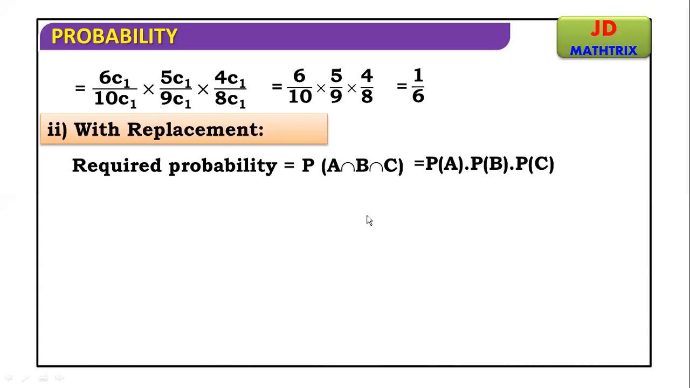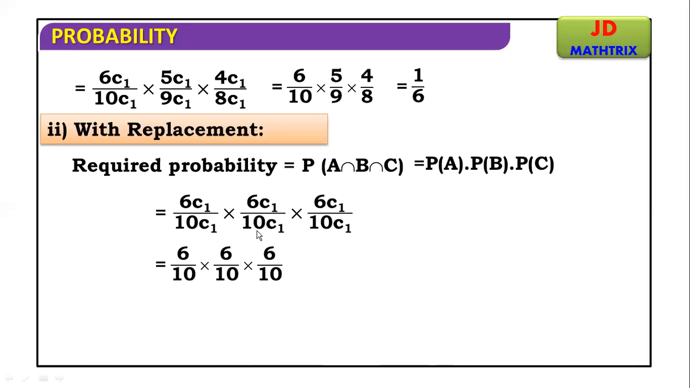Again, P of B is 6C1 by 10C1. After drawing red ball, now replacing that ball into the bag, again the total balls 10 and the number of red balls is 6. Therefore, probability of drawing a red ball in the third draw is also same, that is 6C1 by 10C1. So this is 6 by 10, 6 by 10, 6 by 10. So that is equal to 3 by 5 into 3 by 5 into 3 by 5, that is 27 by 125. So this is the probability of getting 3 red balls in the 3 consecutive draws when the balls are replaced.